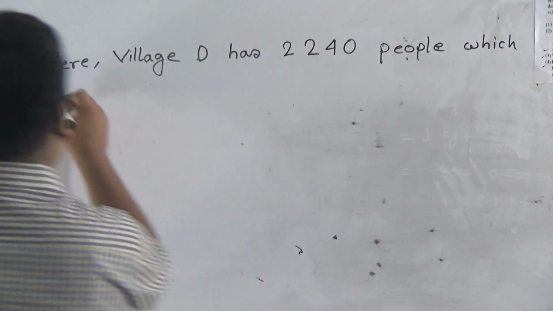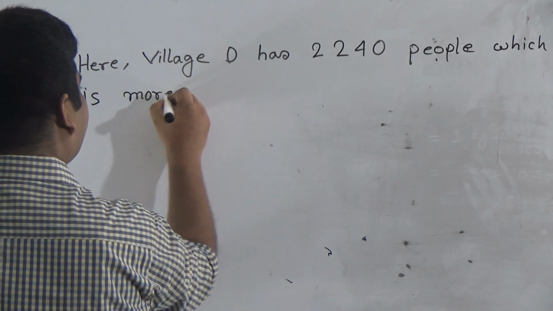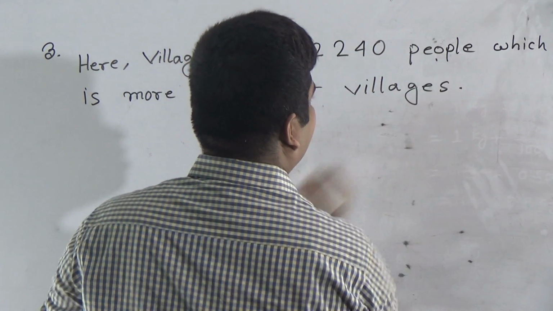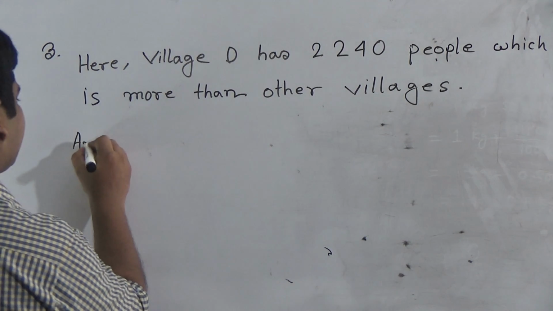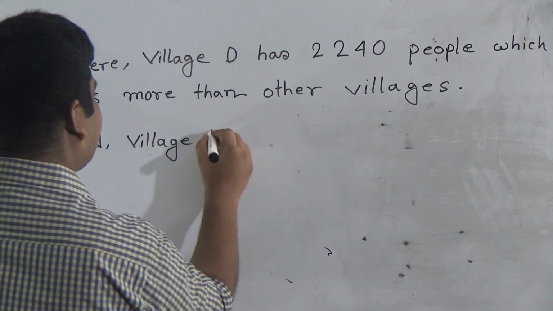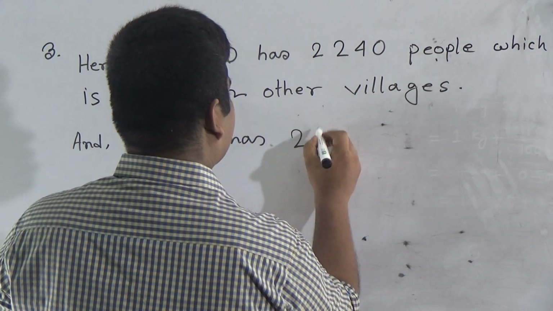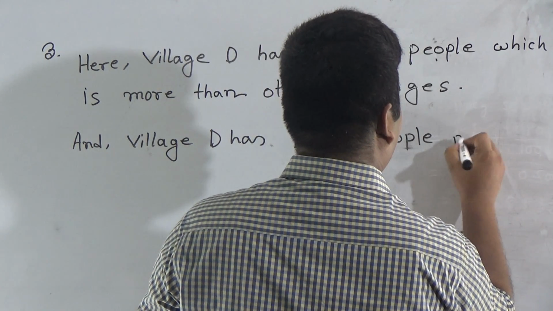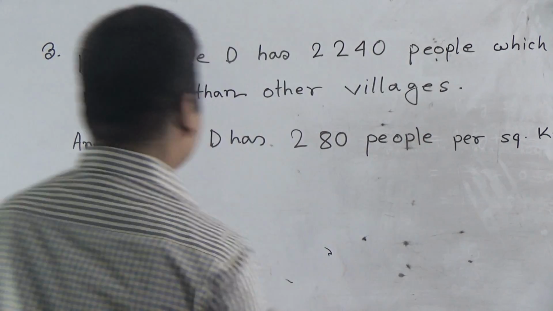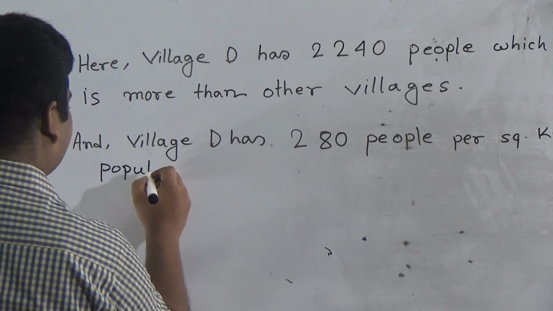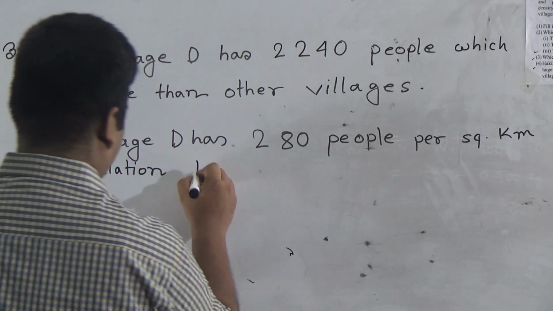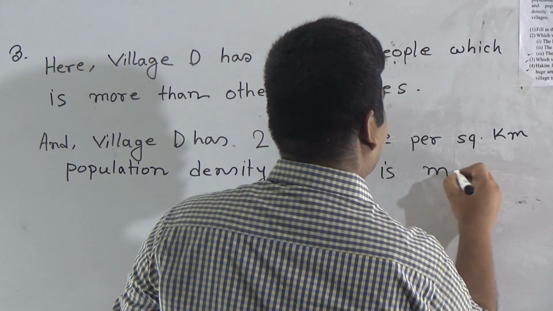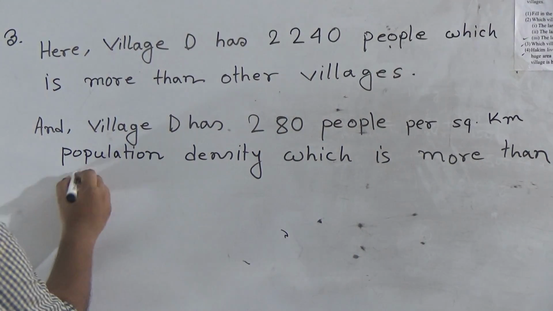Which is more than other villages. And also village D has 280 people per square kilometer population density, which is more than other villages.